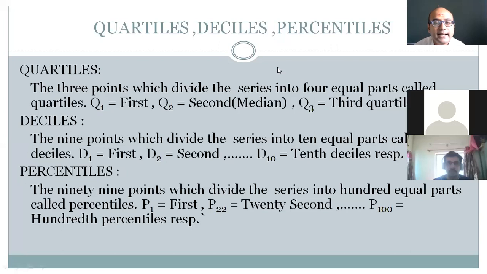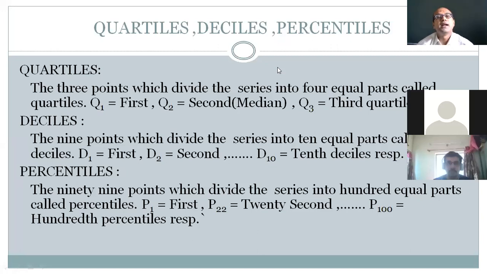Percentiles. The 99 points which divide the series into 100 parts are called percentiles. That is, the median divides into 2 halves, quartiles into 4 parts, deciles into 10 parts, and percentiles divide the distribution into 100 equal parts. Here, instead of N by 2, we take N by 100 for the first percentile. For the 22nd percentile, 22N by 100. Similarly, 100 means 100N by 100, which becomes N, the last part of the distribution.